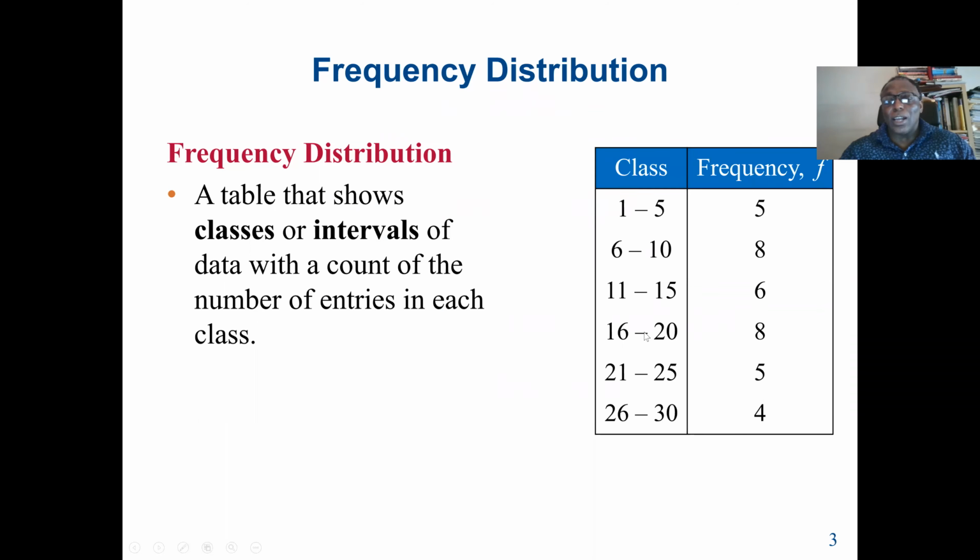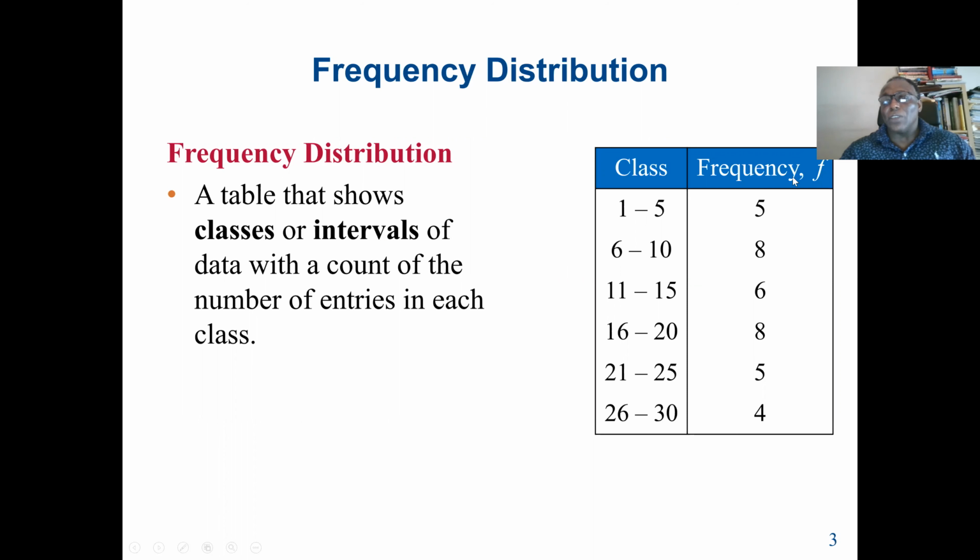When you are creating your classes, the size, or I would say the width of the class, has to be the same. We can see here 1 to 5, 6 to 10, 11 to 15, there's a difference of 5 each time. So the interval of each class is the same till the end. Here we say the table shows the classes or intervals of data with a count of the number of entries in each class. Within the class 1 to 5, we have 5 entries.